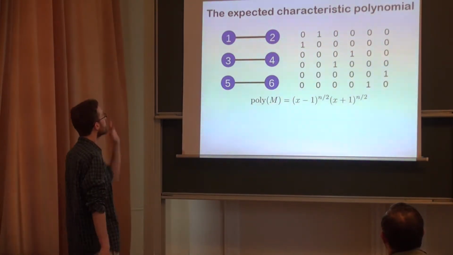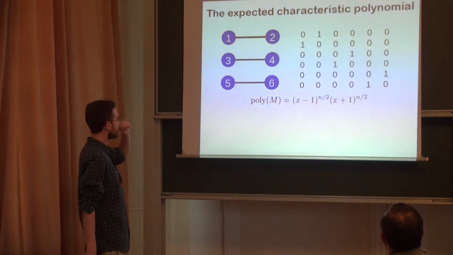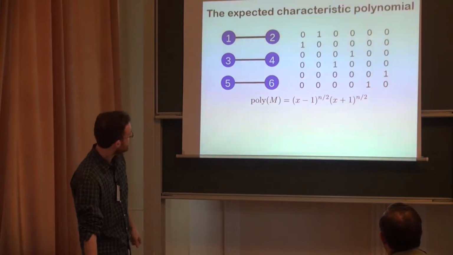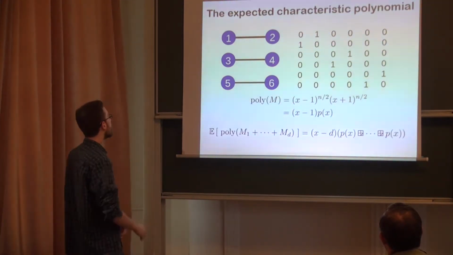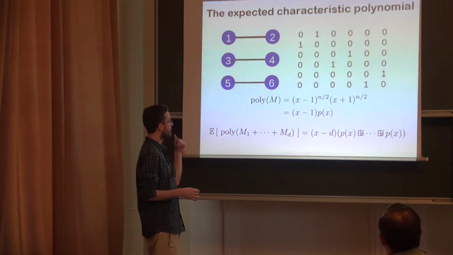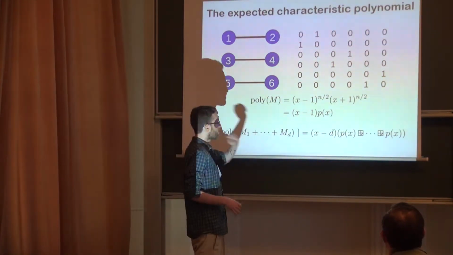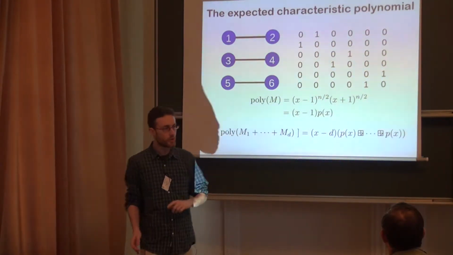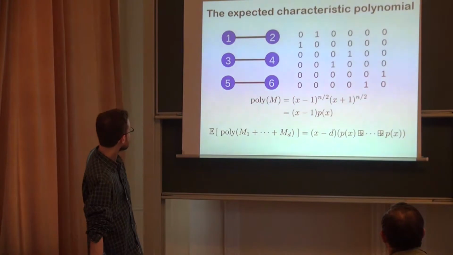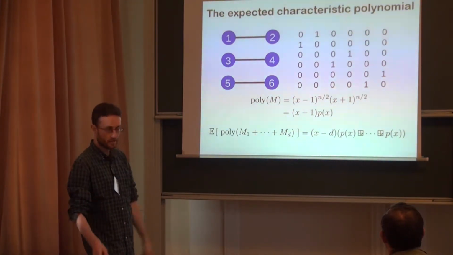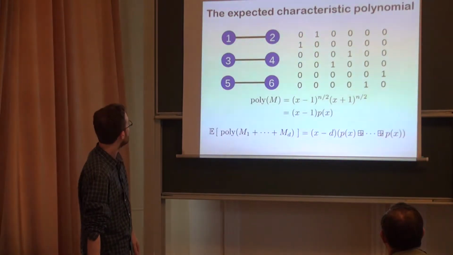OK, so what is this expected characteristic polynomial? Well, each individual polynomial looks like this. And so when you take the expectation of adding a number of different matchings, what you end up getting is x minus d times the k-wise convolution of this polynomial. So essentially, we're going to start with an empty graph, and then we're just going to keep adding matchings.